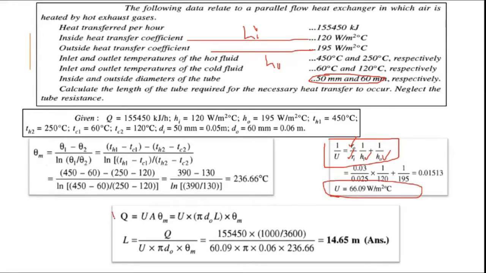Now, this heat transfer rate was already given. Heat transfer rate is equal to U A theta m. Theta m we can determine for a parallel flow heat exchanger. For parallel flow, theta m is theta 1 minus theta 2 by ln theta 1 by theta 2, where theta 1 is Th1 minus Tc1 and theta 2 is Th2 minus Tc2. Substitute the values of theta 1 and theta 2. All the temperature values are given to you, so we can find out the logarithmic mean temperature difference.